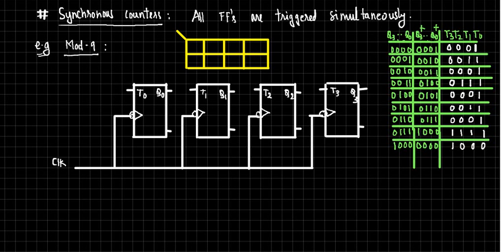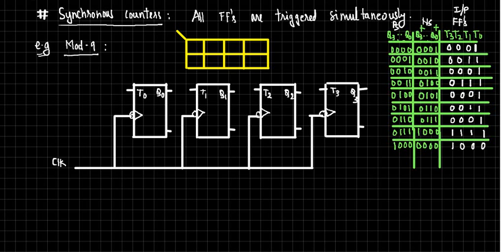Now, let's see, these are the present states, right? So this is the present state, this is the next state, and these are the inputs to the flip-flops, right? So input to the flip-flops.